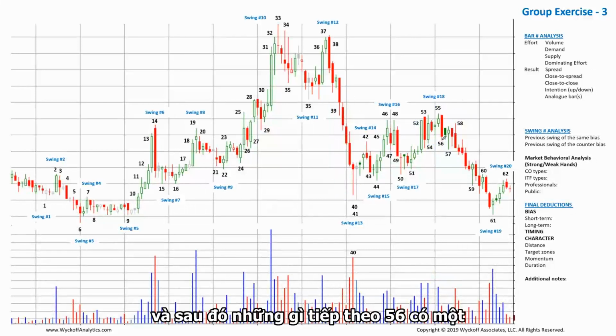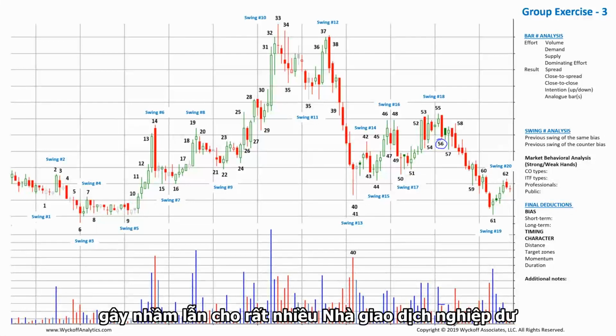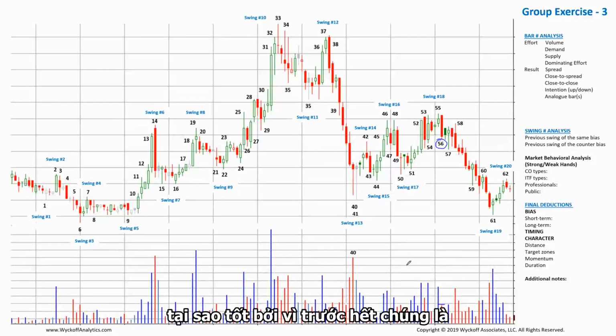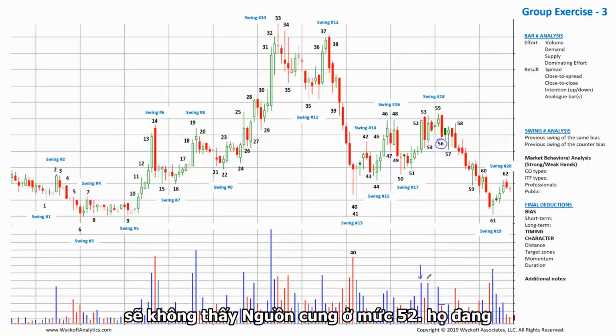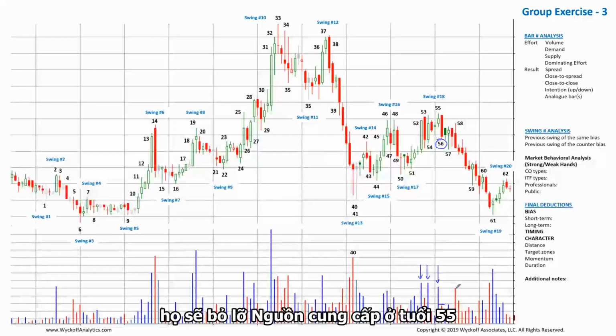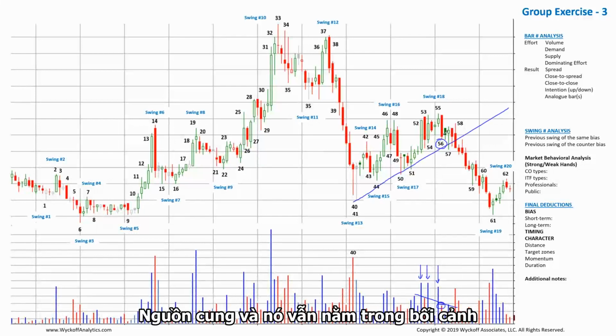And then what comes next? 56 has a deteriorating supply signature. And that's again going to be something confusing to a lot of amateur traders. Why? Well, because first of all, they're not going to see supply at 52. They're going to miss increased supply at 54. They're going to miss supply at 55. And then when the down bar happens and they see that, okay, well, maybe there is a deterioration, decrease in supply, and it's still within the context of the uptrend.